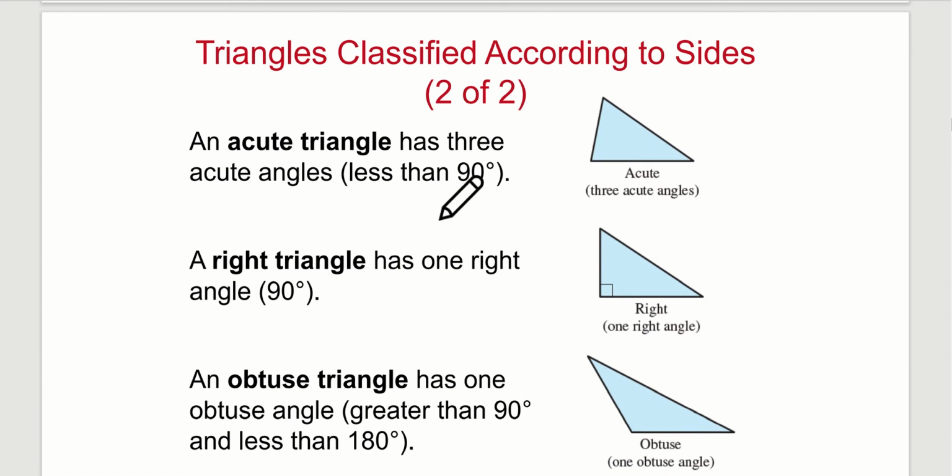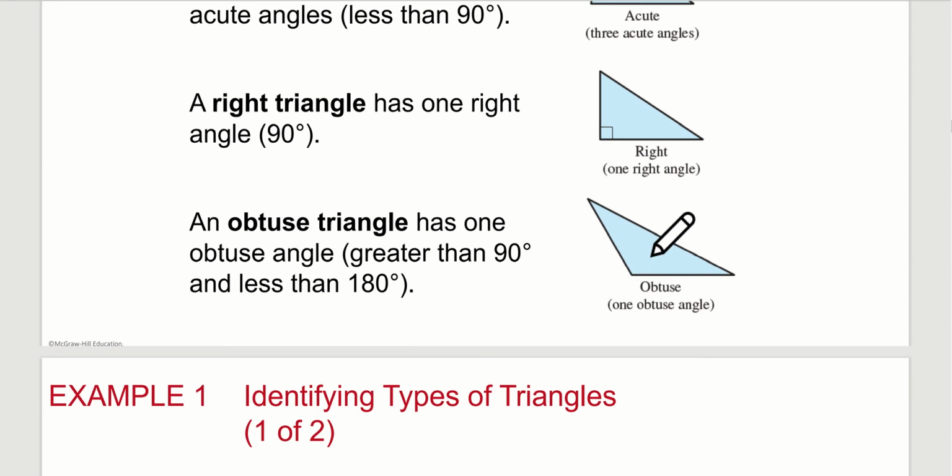We can also classify triangles according to the angles. If all of the angles have a measurement less than 90 degrees, then the triangle is called an acute triangle. Any triangle that has exactly one right angle is called a right triangle. And if the triangle has an angle that measures more than 90 degrees, then it's called an obtuse triangle.